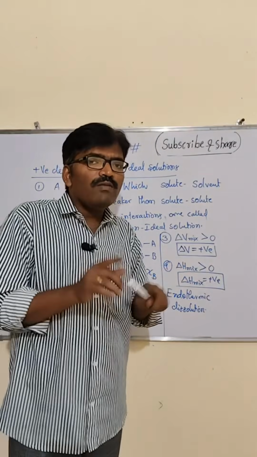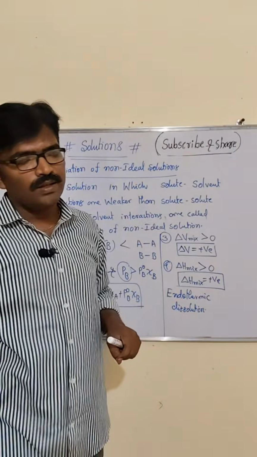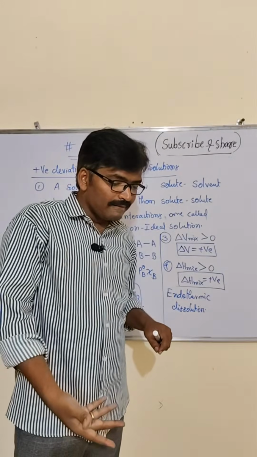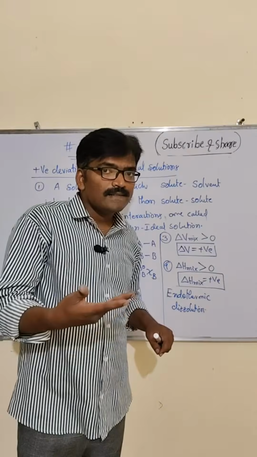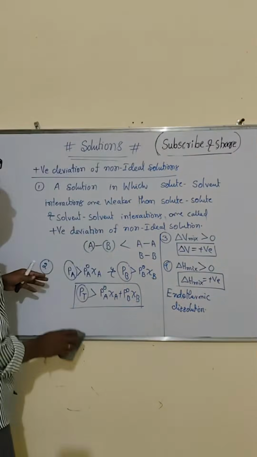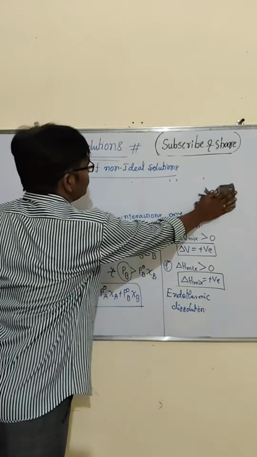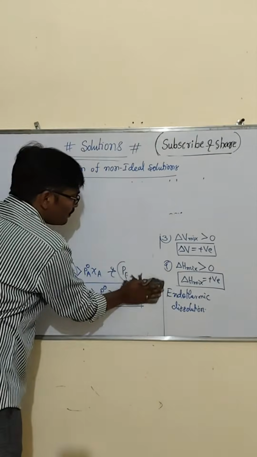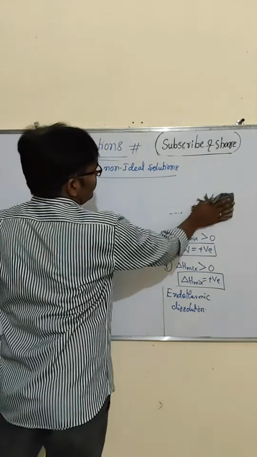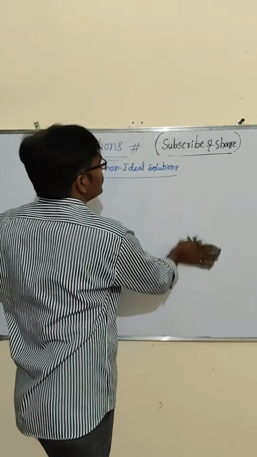Then here, one graph we have to represent for the positive deviation of non-ideal solutions, and the examples for the positive deviation of non-ideal solutions we also have to discuss. First, look at the graph for positive deviation of non-ideal solutions and then the examples.